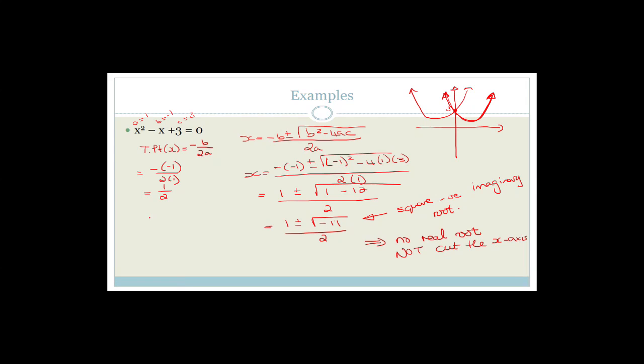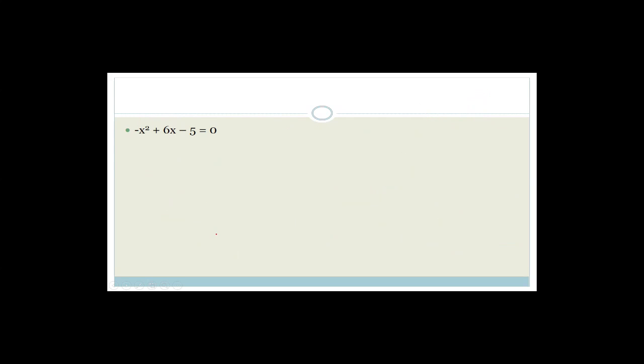Okay, so what have we learned? We've learned that when anything under the square root is negative, then there are no real roots. Okay, get it? Right, let's try another example.